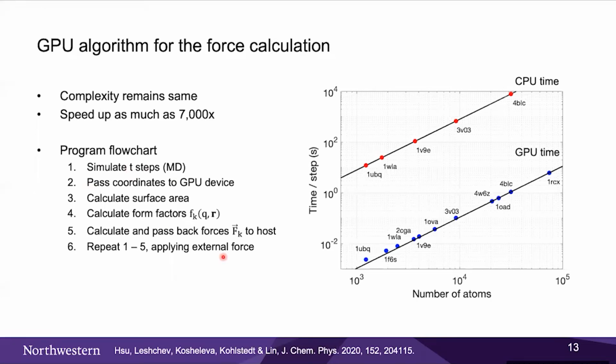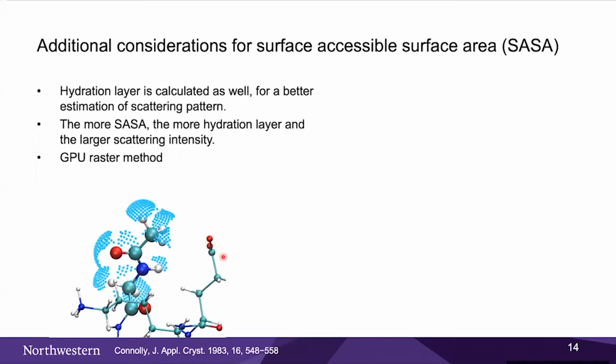Okay, and one word about the surface area, which is a fun byproduct of this project. We know that there are hydration layers around the protein because of the partially charged surface atoms in the protein, and that weakly attracts the water molecules.